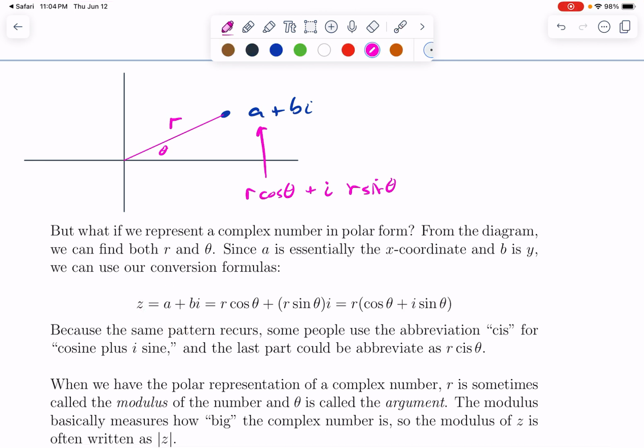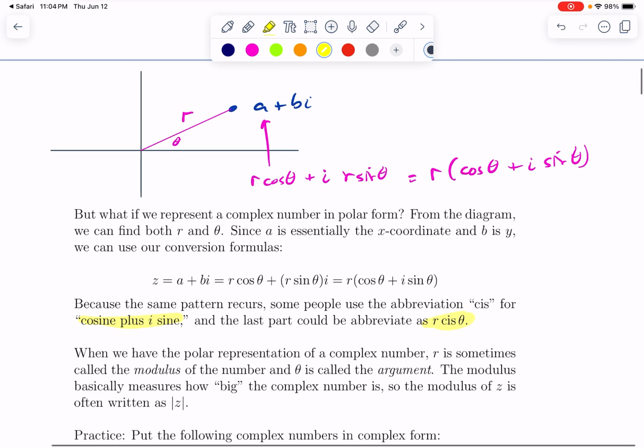We will notice that the r can be factored out. That's very common. And for all kinds of complex numbers, it's always this pattern. Here is r on the outside. Here's cosine of an angle plus i times sine of the same angle. So sometimes people abbreviate cosine plus i sine as just CIS. You'll see another thing that's equivalent to that later on.